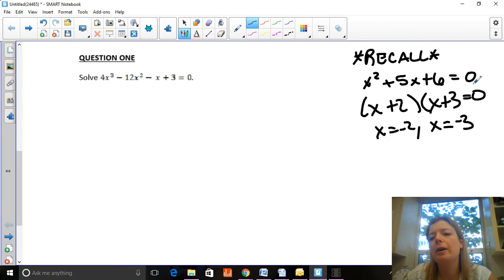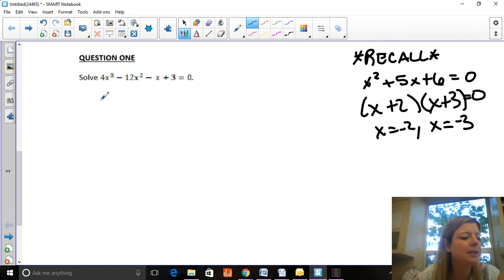Okay, so that means if you put negative 2 into this, you would get 0, or if you put negative 3 into this left side, it would equal 0. So the same thing is true with a cubic. We need to factor it. There's no such thing as a cubic formula like a quadratic formula. So the only way we know how to do this is by factoring.